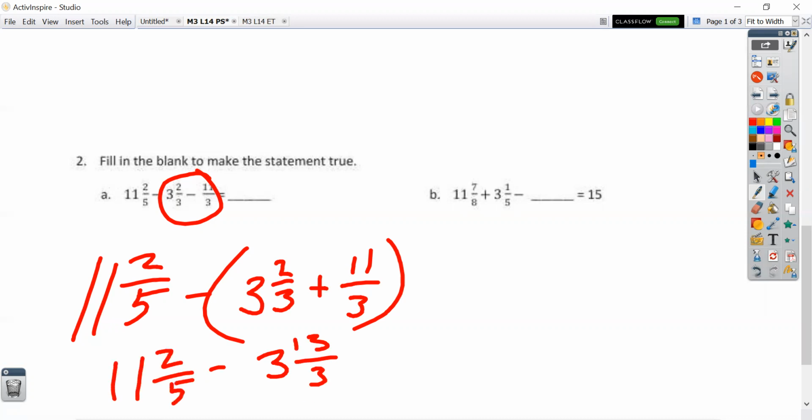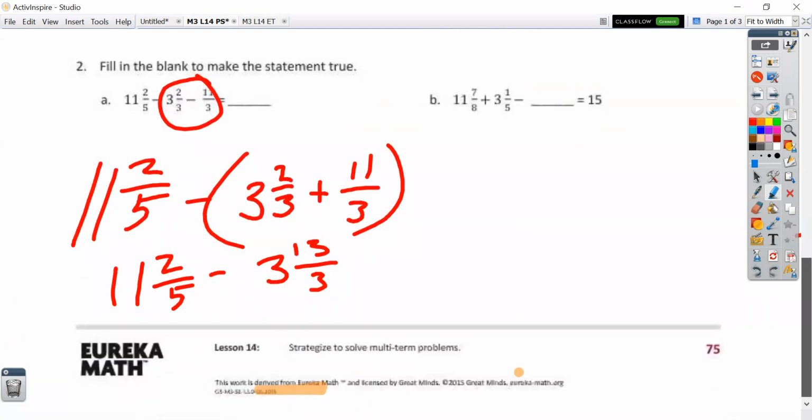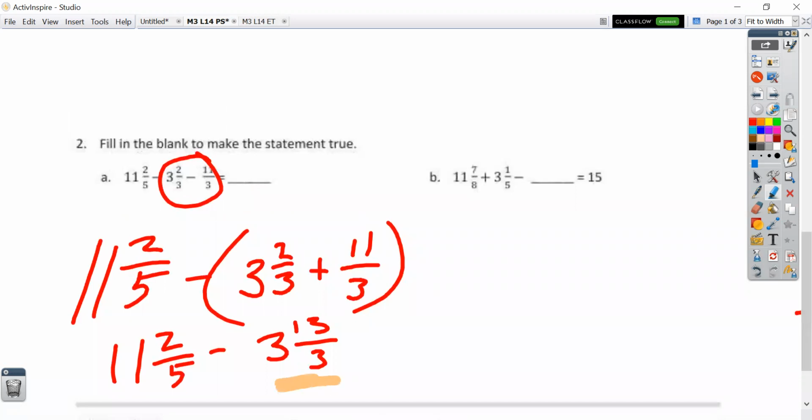Now, I'm not done yet because I want to rename that fraction that's greater than a whole over here, the 3 13/15. Whoa, that looked weird. Whoa, what is happening, Briggs? There it goes. We're going to work with that and rename it.